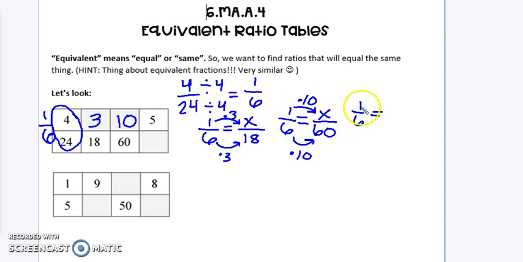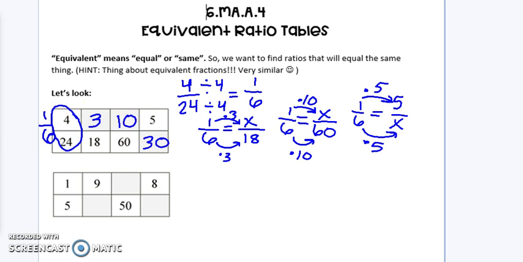Okay? And then last one, again, start with 1 to 6. This time, I'm dealing with a 5, and the 5 is on top, so I'm going to keep it on top. Alright, and to go from 1 to 5, I multiply by 5. So I need to do the same thing on the bottom. 6 times 5 is 30. Okay? So these are all equivalent ratios to 1 to 6. If I simplified all of these ratios down, I would still get 1 to 6.